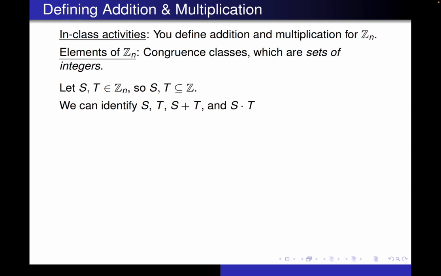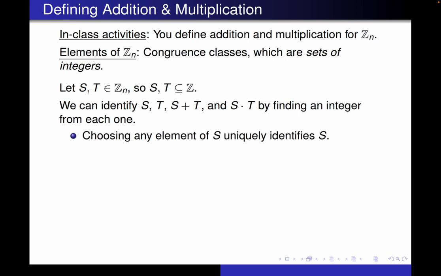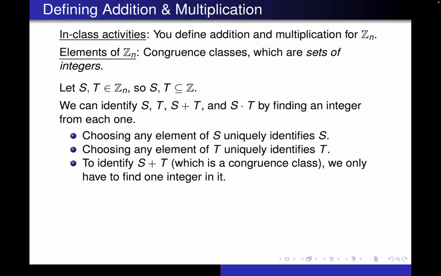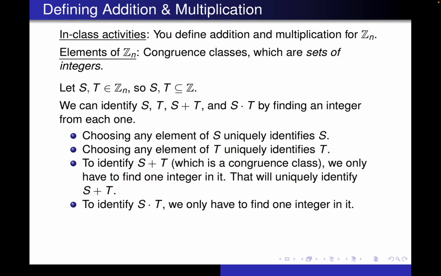So if we want to identify S or T or the congruence class S plus T or the congruence class S times T, all we have to do is find an integer from each one. One of our big theorems is that each integer is in precisely one of the equivalence classes. So as long as we find one integer in the equivalence class, that enables us to define the entire equivalence class. So if we choose an element of S, that uniquely identifies S. If we choose any element of T, it doesn't matter which one, it uniquely identifies T. And if we want to identify S plus T, well, this shouldn't be surprising. It is a congruence class. We just have to find one integer in it. Once we find one integer in it, we know exactly what S plus T is. And that will uniquely identify S plus T, just like the other congruence classes. And similarly, if we want to identify S times T, find one integer that's in it, and that will uniquely identify the equivalence class S times T as well.